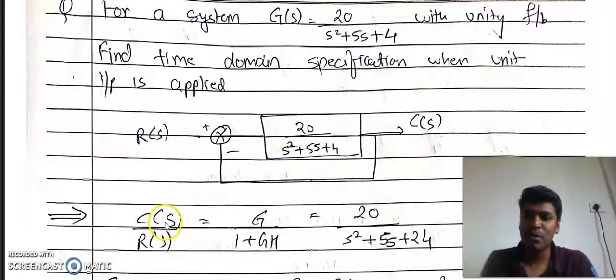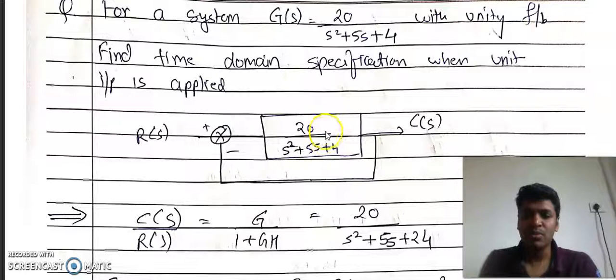So let us take some problems. Let us start with problem number 1. The question is: for a system whose G of s is 20 upon s square plus 5s plus 4, with unity feedback, we need to find the time domain specifications when the unit step input is applied. Here the feedback is unity, so the output is directly connected to the input. This is your negative feedback system and this is your G of s.